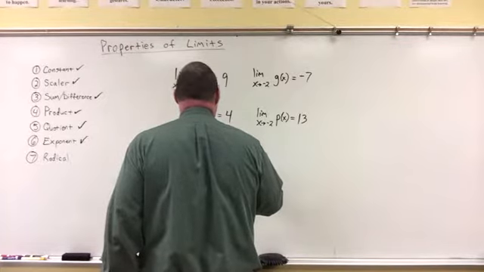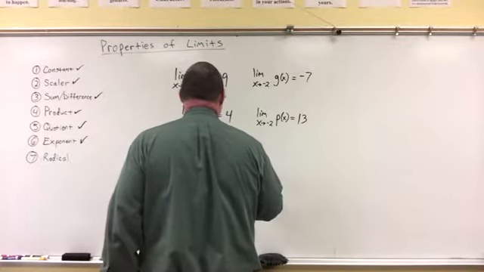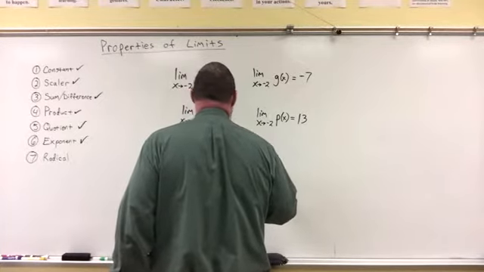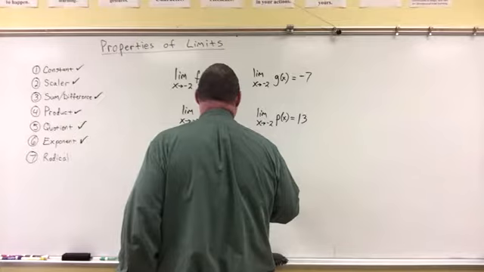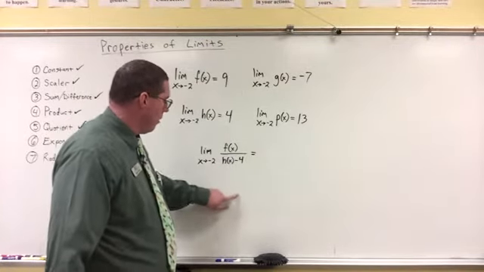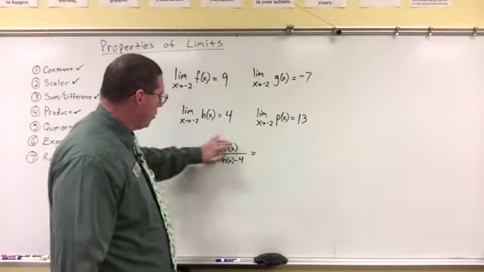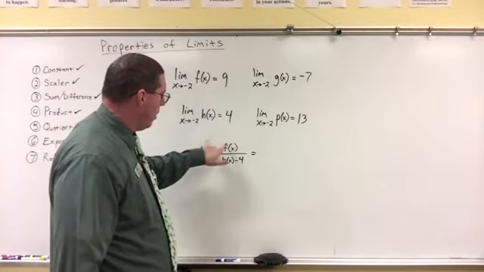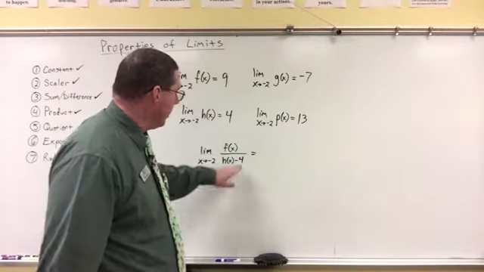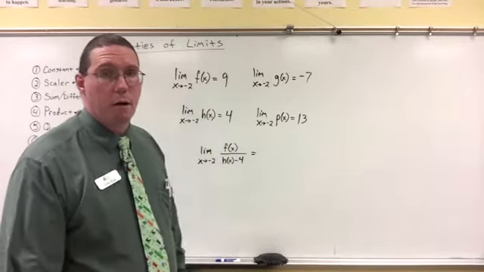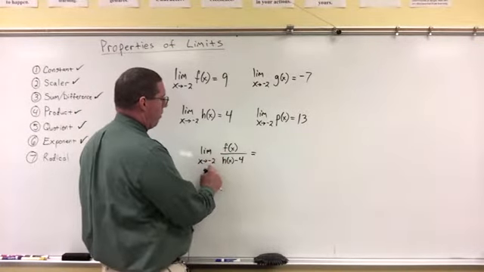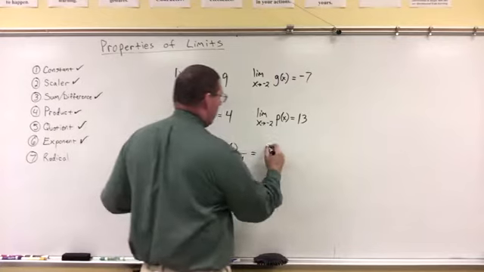Let's say we have the limit as x approaches negative 2 of f of x over h of x minus 4. Now remember, the limit of a quotient is equal to the limit of the numerator divided by the limit of the denominator. That's assuming that the denominator does not equal 0. Well, watch this. We know that the limit of the numerator, the limit as x approaches negative 2 of f of x, is 9, right?